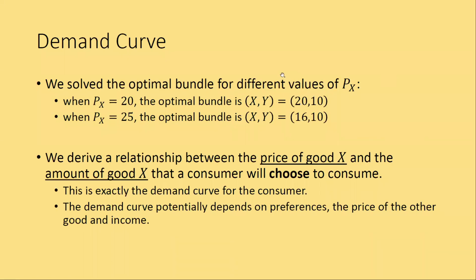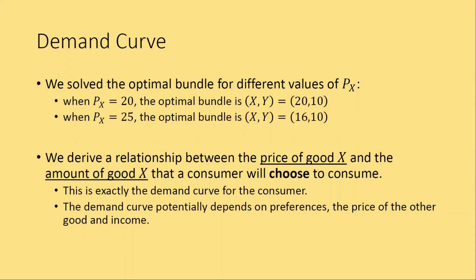All right, so we have been solving the optimal bundle for different values of px, the price of good x. So what we did is that, holding the income and the price of good y the same, when the price of x is 20, the optimal bundle is 20 and 10. And when the price of good x increases to 25, the new optimal bundle is 16 and 10. We did 2, but we can potentially do the same exercise for all different possible values of px, right?